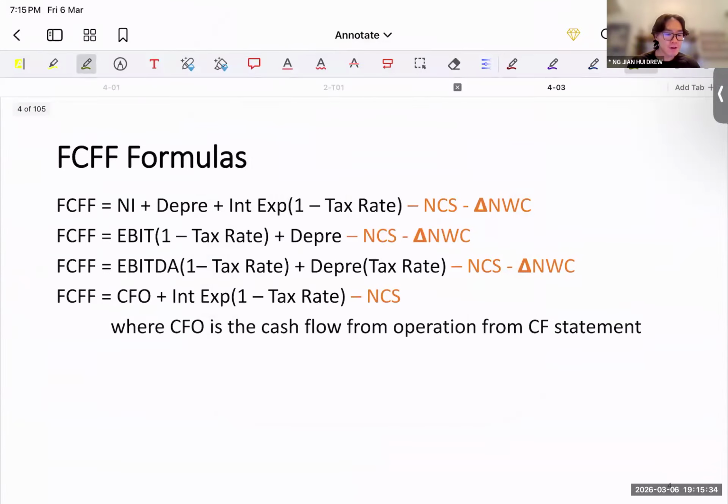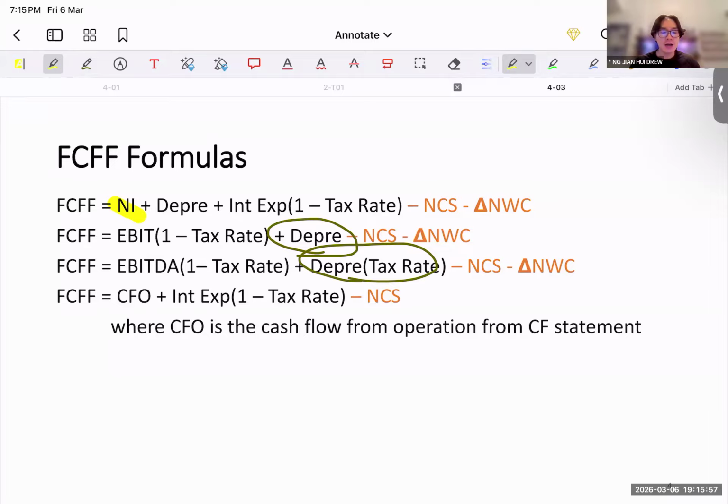So what we want to do here is ask, how come in this case it is depreciation? How come it is depreciation times tax, right? So we just want to understand the formula a little more, starting from the base formula here. The base formula is always the lowest line, which is net income.